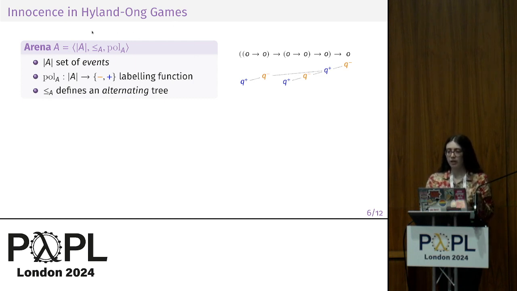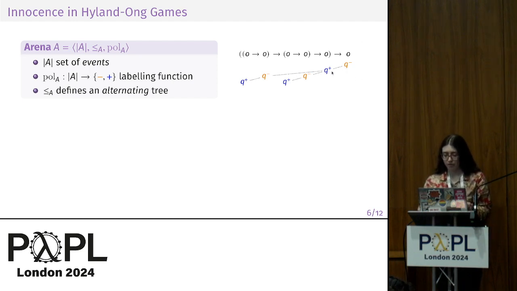You have arenas corresponding to types, and here I'm using the following notation. An arena is a set of events with polarities minus and plus, where minus is Opponent and plus is Player. This is coming from concurrent games. And you have an order, which is an enabling relation. Since we are interpreting simple types, we only need two things. We first need an arena interpreting the base type, the arena O with a single event Q. And then we need the arrow constructor, and we can construct every type like this.